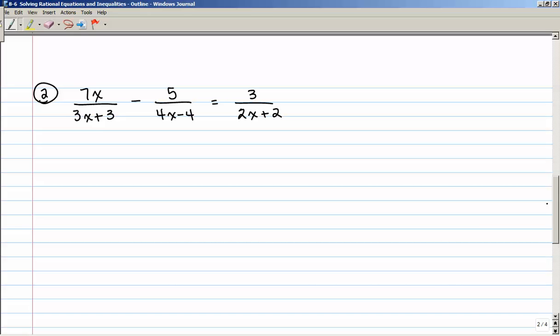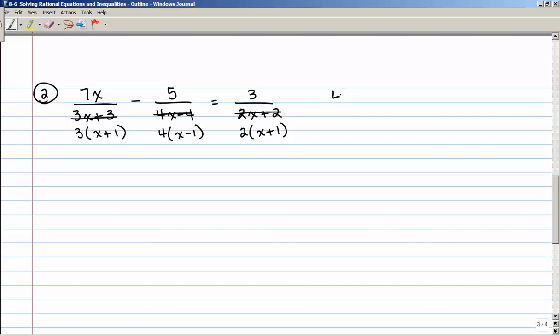Here's a second example. 7x over 3x plus 3 minus 5 over 4x minus 4 equals 3 over 2x plus 2. What I'm going to do is factor each of my denominators. So this factors into 3 times x plus 1. This factors into a 4 times x minus 1. And this factors into a 2 times x plus 1. Maybe I'll just cross those out so they don't get in the way there.